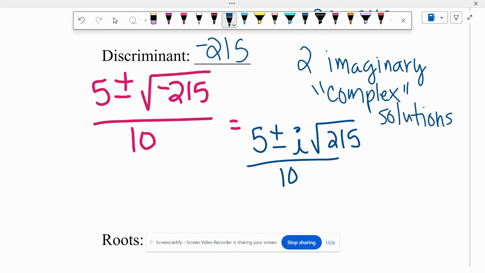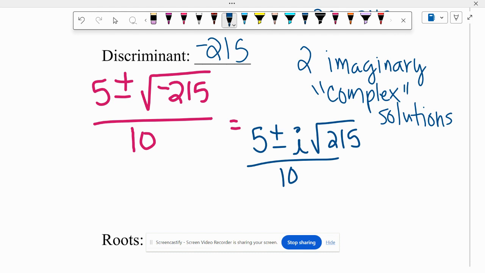Is it divisible by 64? No. Is it divisible by 81? No. Is it divisible by 100? No. Is it divisible by 121? No. Is it divisible by 144? No. It's not divisible by any perfect square.